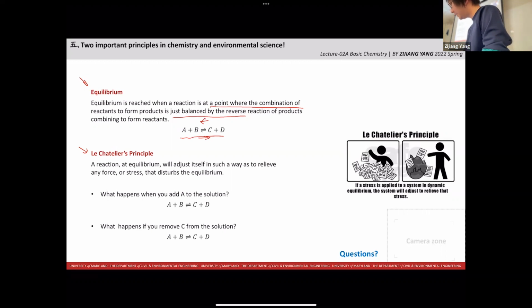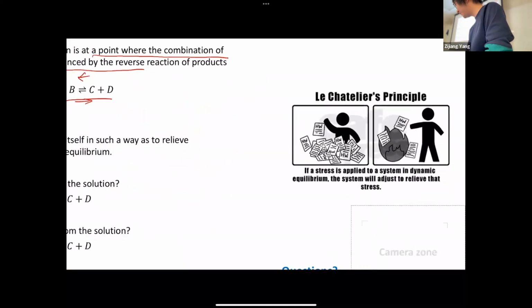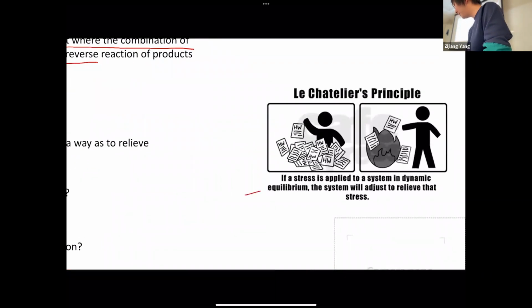So in this case, we have Le Chatelier's principle, which says like this: if a stress is applied to a system in a dynamic equilibrium, the system will adjust to release that stress.